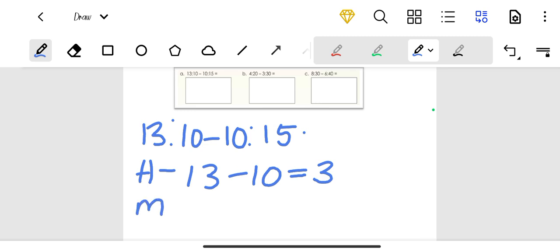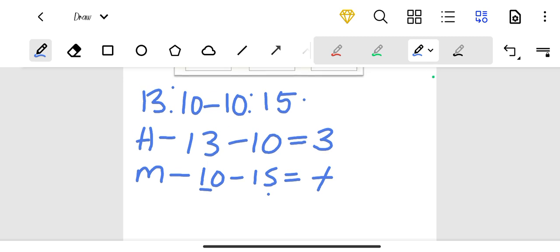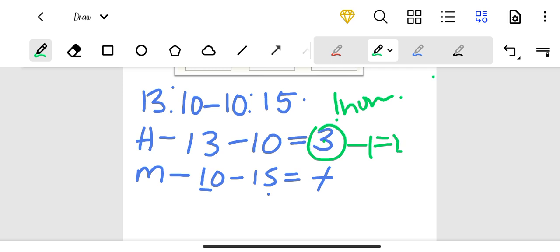Minutes, we have 10 minus 15. So this is actually going to be impossible, because 10 is smaller than 15, or it's going to give us a negative answer. So what do we do next? We come to the 3 here and borrow 1 hour. What's going to happen when you borrow 1 hour? Here we're going to remain with 2, which is going to be the next hour, and that is going to be in our answer.